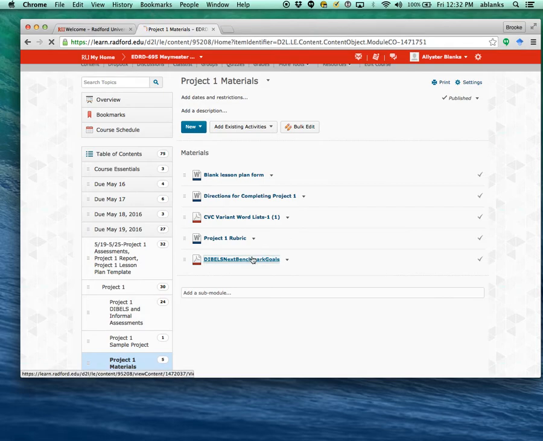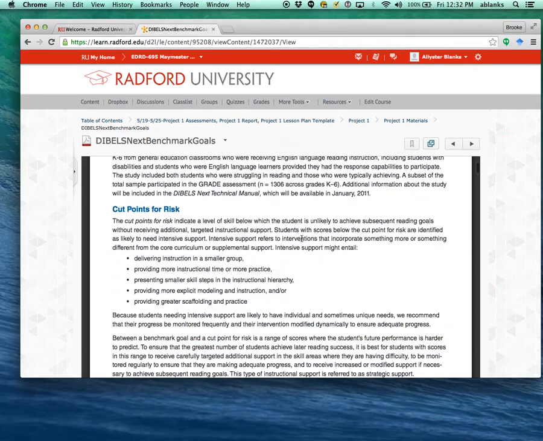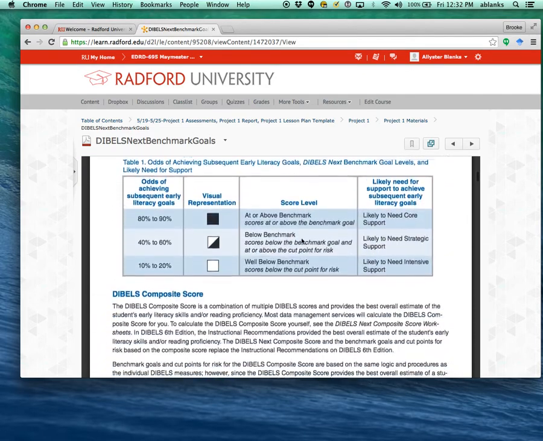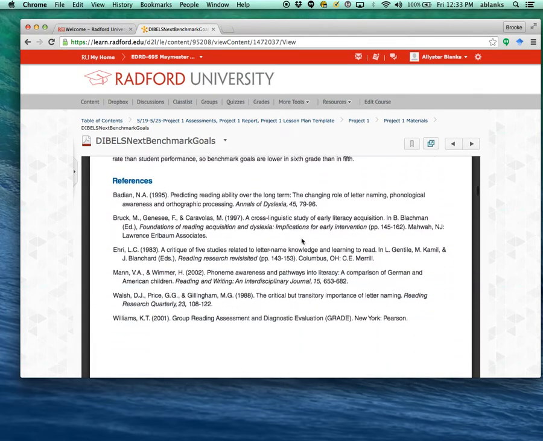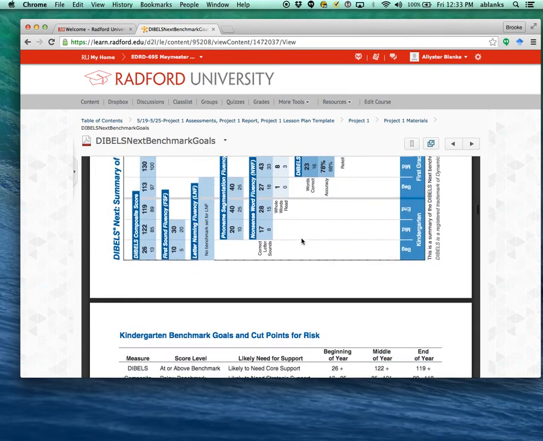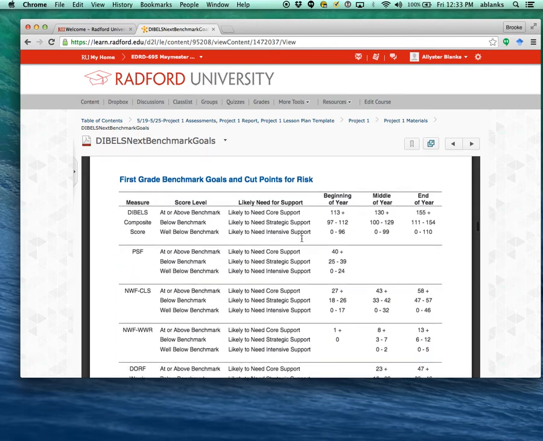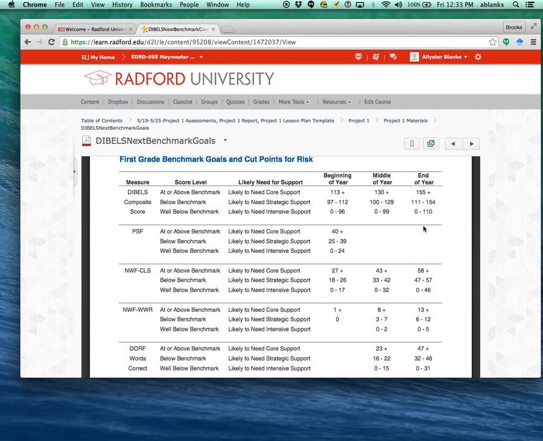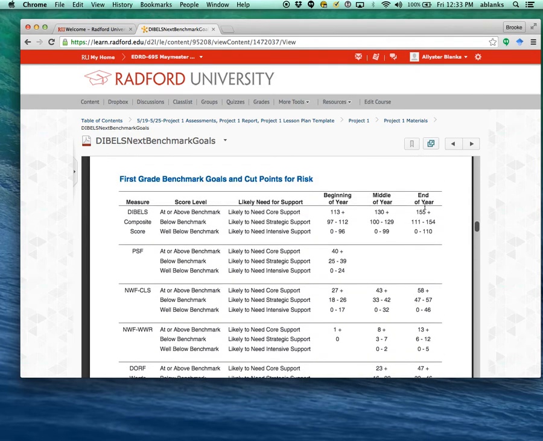The next thing that you're going to find in here are the DIBELS Next benchmark goals. And when I get into the directions for the project in a few minutes, you will understand how this is to be used. But basically, the way that it works is you find the page that is based on your student's current grade level. So for those of you, most of you will be working with a first grader. You'll be using these end of the semester or end of the year scores to make decisions about your students.